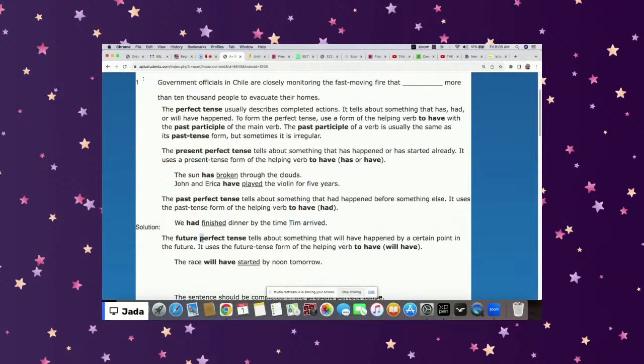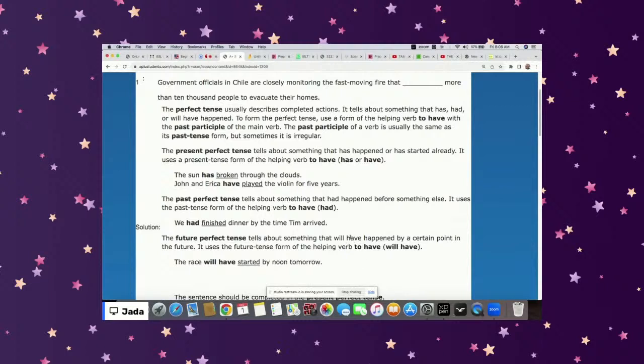Now we have the future perfect tense. The future perfect tense tells about something that will have happened by a certain point in the future. It uses the future tense form of the helping verb to have, which is will have. So it tells about something that will have happened by a certain point in the future.